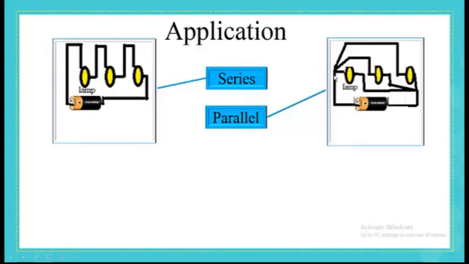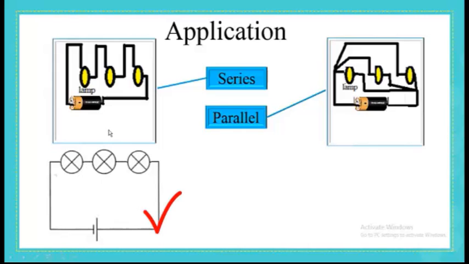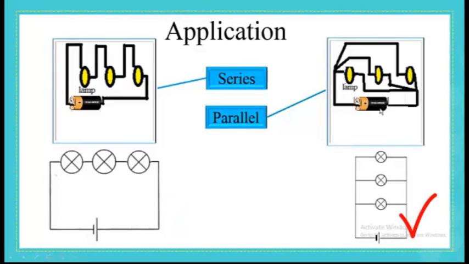And the lamps right here are in parallel. Each lamp has its own pathway. Now it's time to schematize these two circuits using symbols. So pause the video and try it. Here is the first schematic diagram for series grouping, and this is the schematic diagram for parallel grouping.